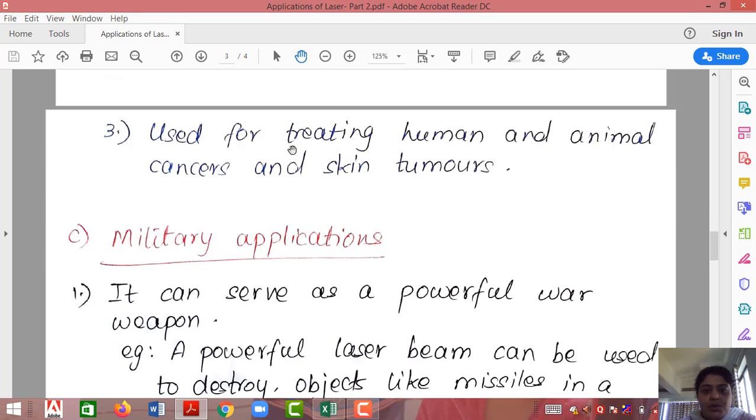It is also used for treating human and animal cancers and skin tumors. Because of a specific property of laser, that laser is highly intense, it will only focus on the part where a tumor is present. So it can burn the tumor or treat the tumor. So laser is commonly used in human and animal cancer treatments.